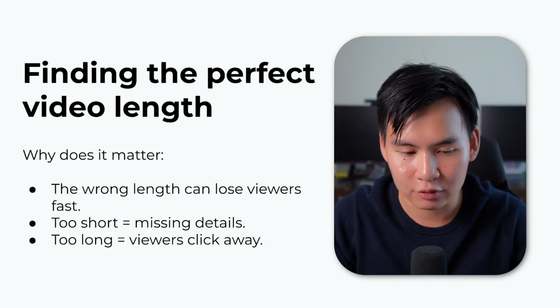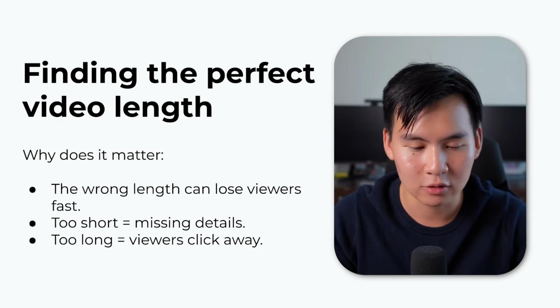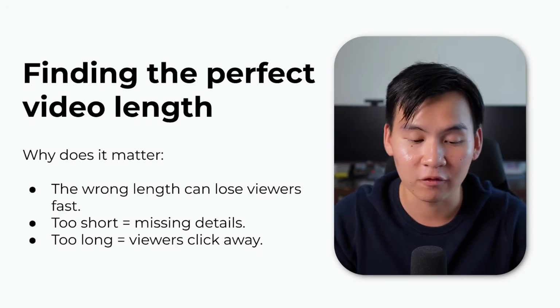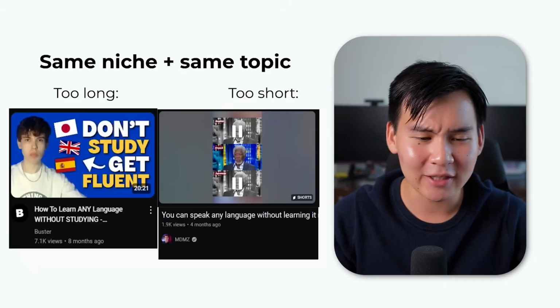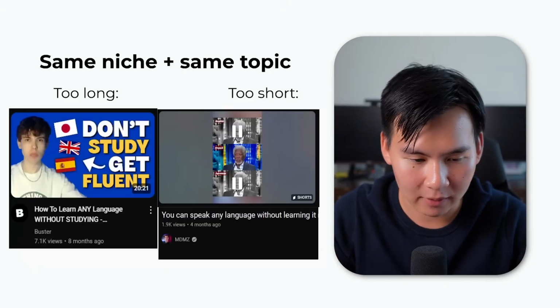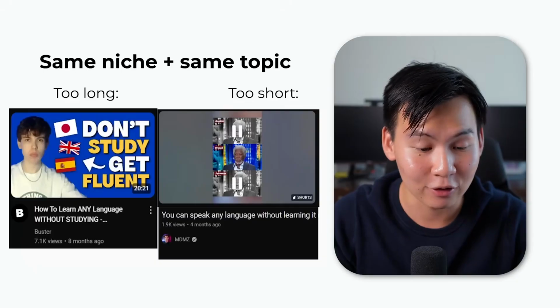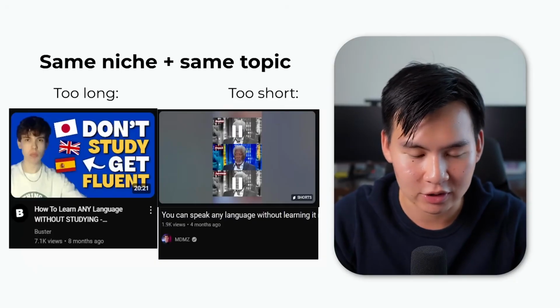The wrong length can lose viewers. Too short equals you're missing details. Too long equals viewers click away, both of which you don't want to happen. So let's look at an example, right? Same niche, same topic, right? How to learn any language without studying. This video is too long, right? And then there's just shorts, right? Which is obviously too short.